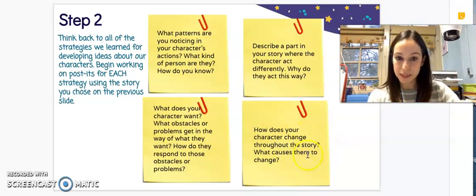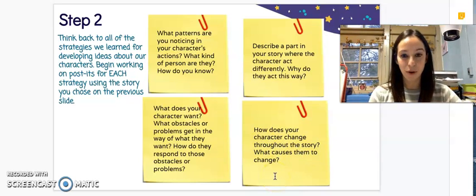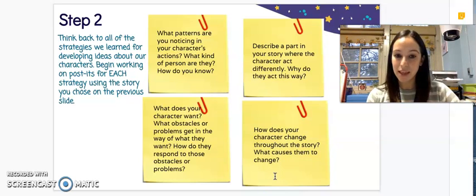Some of you, not all of you yet, but some of you have gotten the character change lesson, okay? Group B, you'll get this lesson tomorrow. But some of you have gotten the character change lesson, starting to think about how your character has changed through the entire story, but also what causes them to change.